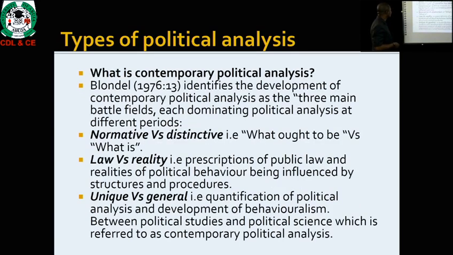Types of political analysis. What is contemporary political analysis? Blondel identifies the development of contemporary political analysis as the three main battlefields, each dominating political analysis. What are these three main battlefields? One is normative versus descriptive. That is the difference between what ought to be and what is.